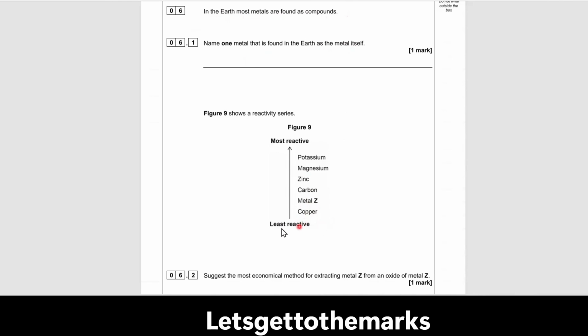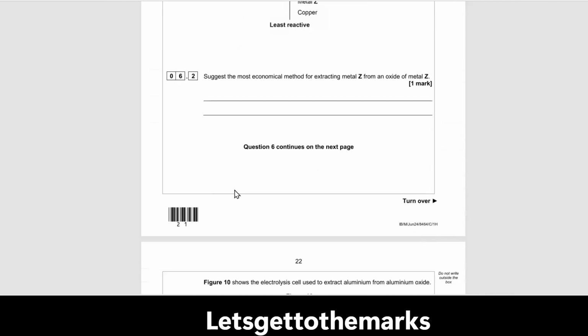Can you think of a less reactive metal than copper? Hopefully you can. Think of your jewelry at home. Okay, so you're looking at gold, you're looking at silver, potentially silver, but gold definitely. So I'm going with gold. I don't think we had a lot of platinum in England, but there we go, or in the UK.